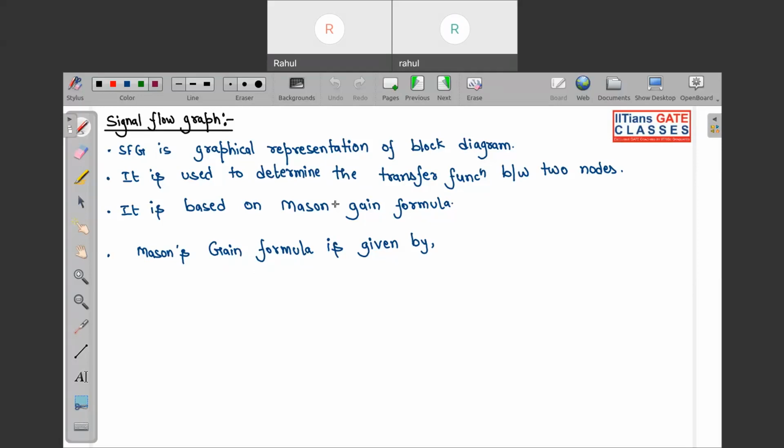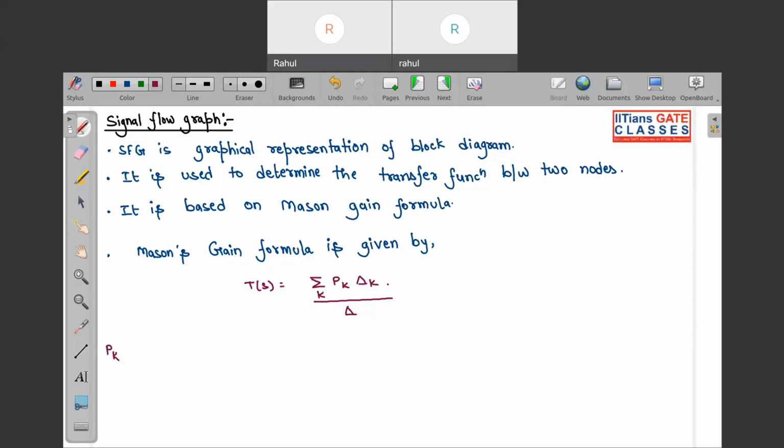Your signal flow graph is based on Mason gain formula. Mason gain formula is actually derived in mathematics, in the linear algebra part, and here we are using the concepts of Mason gain formula in signal flow graph or in control systems. So what is this Mason gain formula? If we want to find the transfer function from your input node or source node to your output node, or sink node, how do we do that? We have a simple formula. T(s) is equal to the summation of all the forward paths P_k Δ_k divided by Δ.